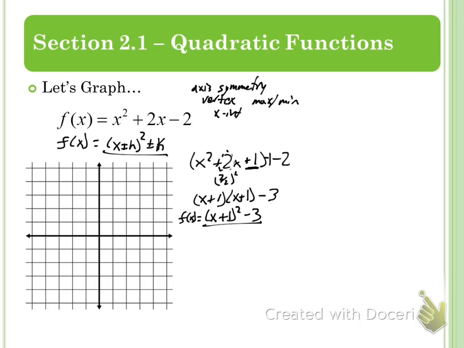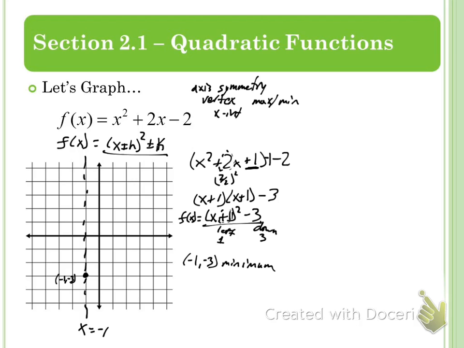because now I can see that this plus 1 means that it is left 1, and the minus 3 means that it is down 3. And so I'm going to go left 1, and now that is my axis of symmetry, x equals negative 1, and then down 3, and I have my vertex here at negative 1, negative 3, and that vertex is a minimum because this is a positive quadratic, so it's going to open up.